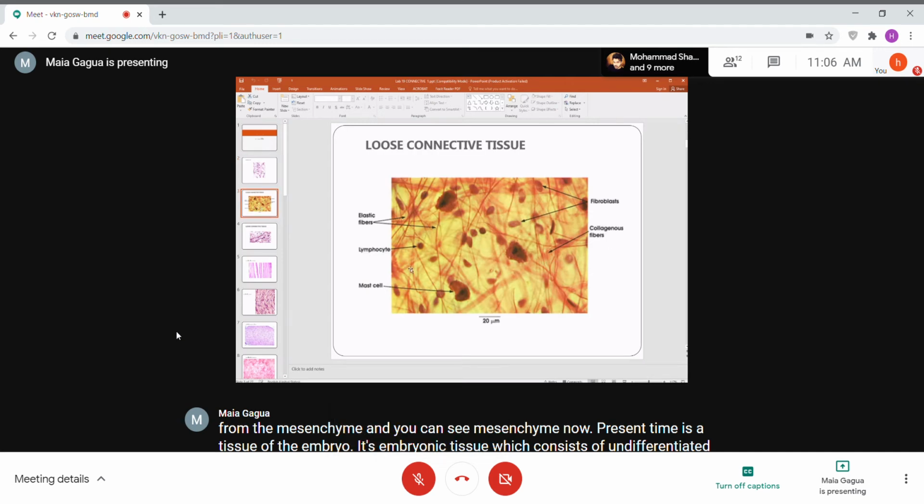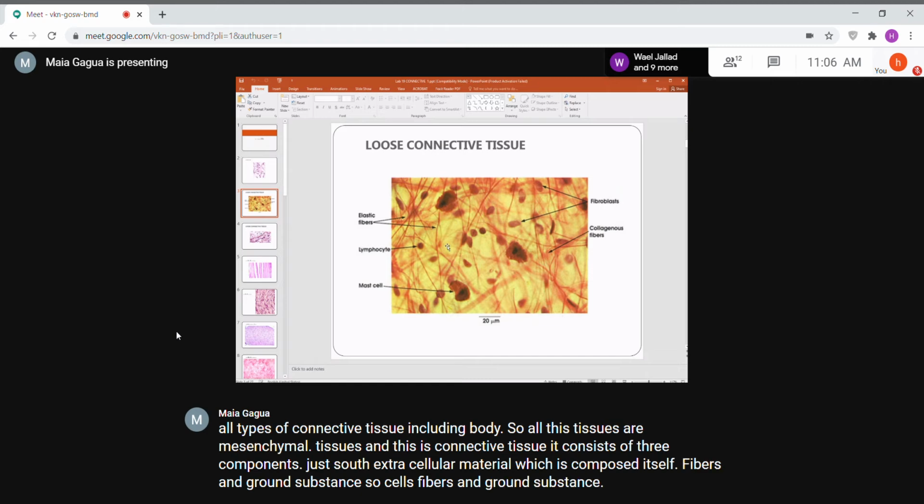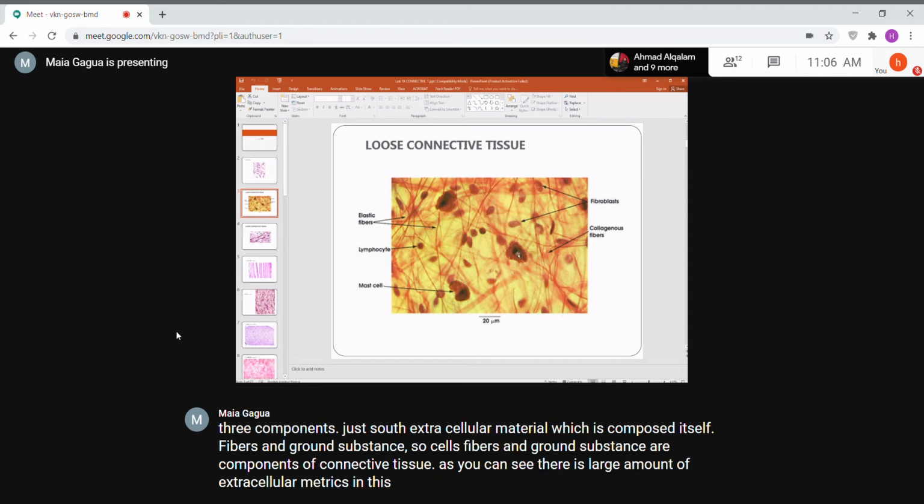This is connective tissue. It consists of three components: cells and extracellular material, which is itself composed of fibers and ground substance. So cells, fibers, and ground substance are components of connective tissue. As you can see, there is a large amount of extracellular matrix in this tissue, and cells are surrounded by matrix.